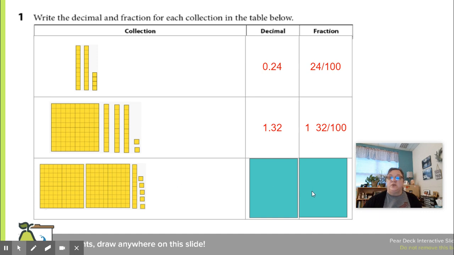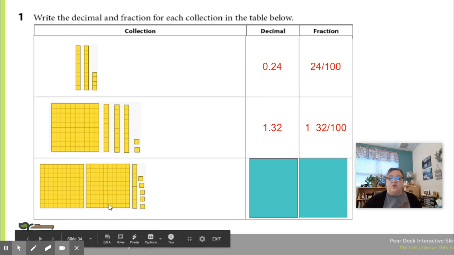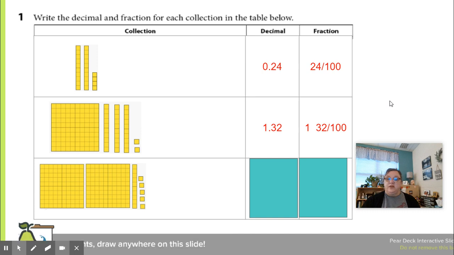I want you to try this next one on your own. Think first. What would be in the whole number spot? How many tenths do you have? How many hundredths? Think that through. Count your mats. Then you've got your decimal point. How many strips do you have? Those are your tenths. How many hundredths?